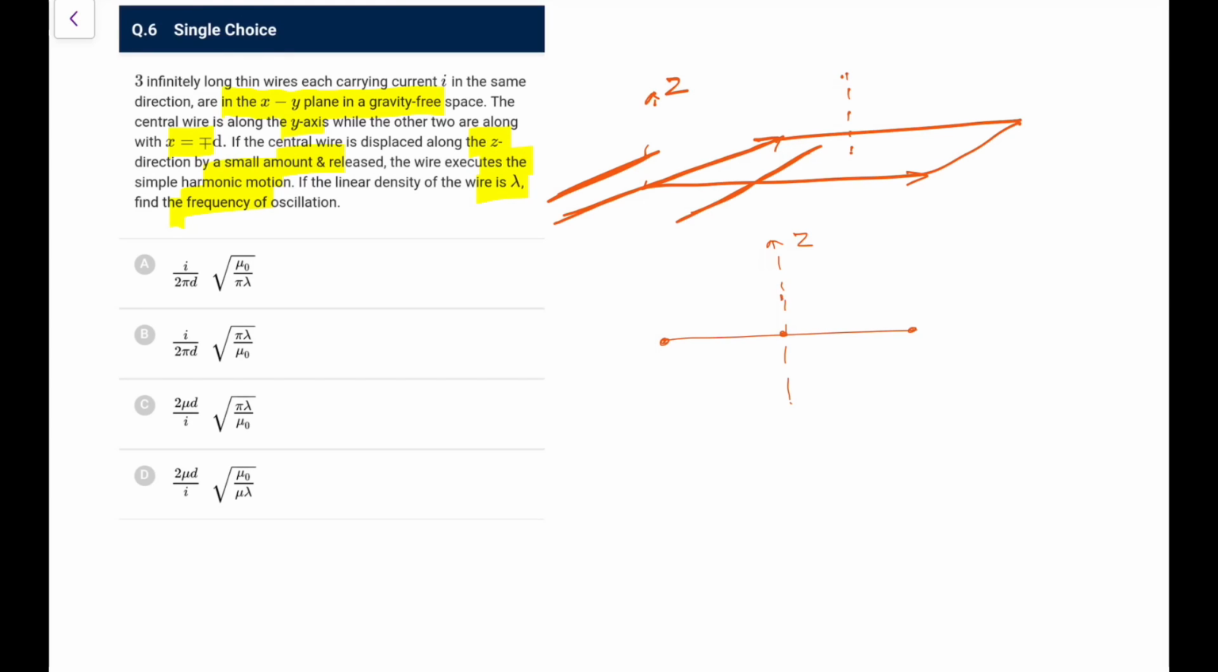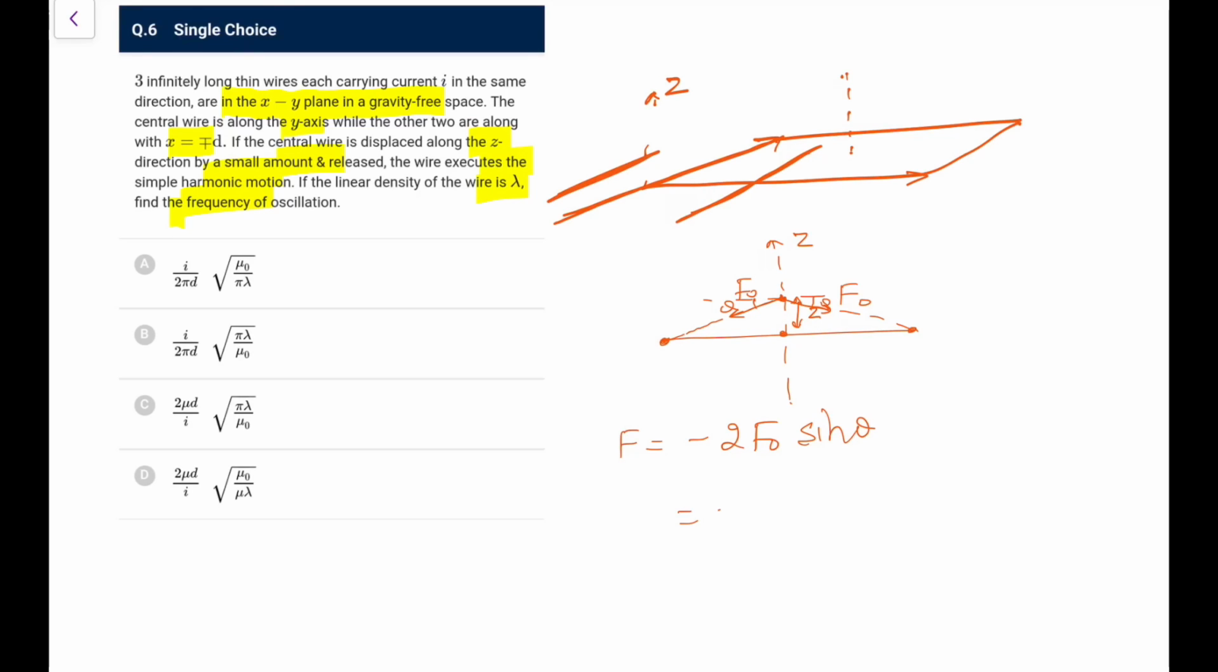Now it is slightly displaced like this, let's say by a small distance z. Because they are carrying current in the same direction, there would be attraction from this wire and from this wire, and symmetry says both attractions will be the same. Let's say F naught and F naught. So the net force, you can directly make out, I can write with a minus sign because it is opposite to the displacement: minus 2 F naught sine theta.